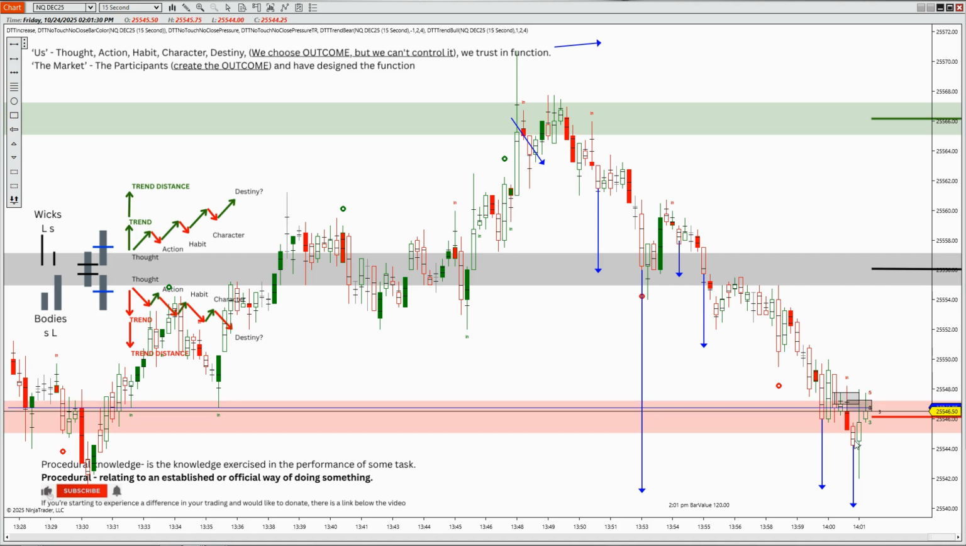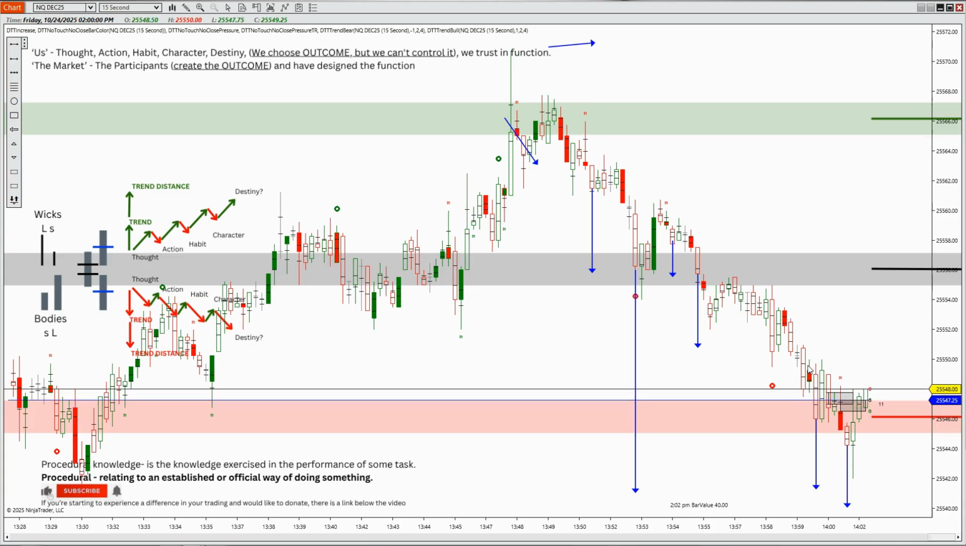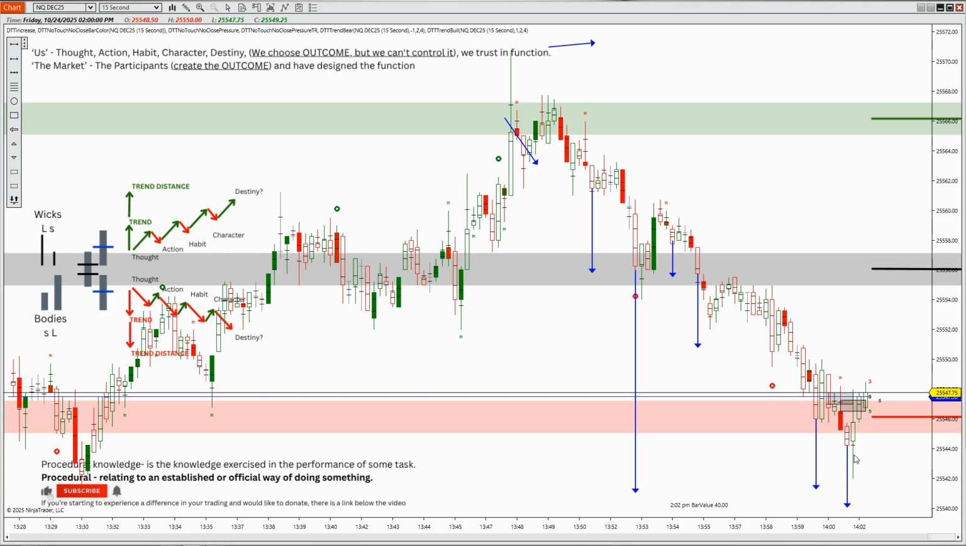We need this body to be able to fit inside this body at least twice. That's not there. These wicks are pretty much one and the same, so that's not it either. We want to try to find it all. We just want to get all of it together. Okay, so they're going to push up. They got to this one. They did do the trend distance, so all of that came together.